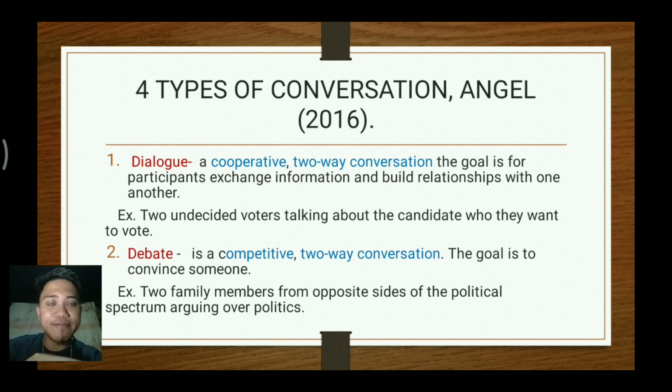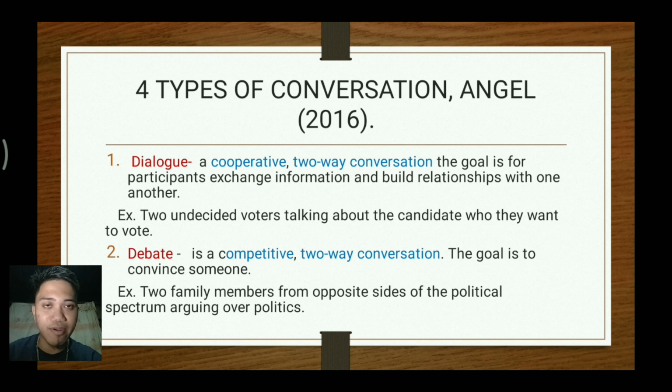The debate is a competitive two-way conversation. The goal is to convince someone. For example, two family members from opposite sides of the political spectrum arguing over politics. That is actually a debate. It is still a competitive two-way conversation because they care about what you've said. They care for your stance. They listen to your stance, and you listen to their stance also. And that is a debate.